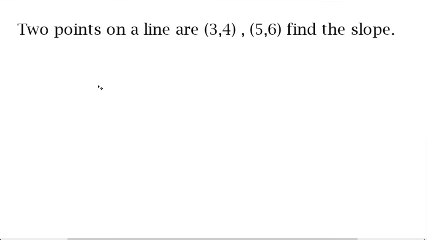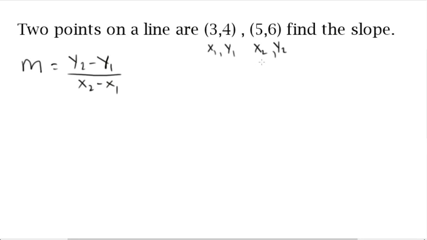So let's look at the following example. 2 points on the line are 3, 4 and 5, 6. Find the slope. Well, the slope m equals y2 minus y1 over x2 minus x1. Okay, so what does that mean? I can label this. It doesn't matter which point I label, but I'm going to label the first one x1, y1, and the second x2, y2. We could label either one of these either way. You're going to come up with the same slope.